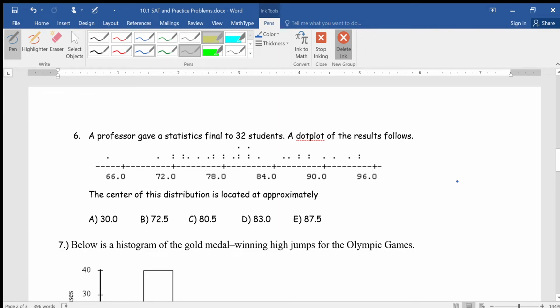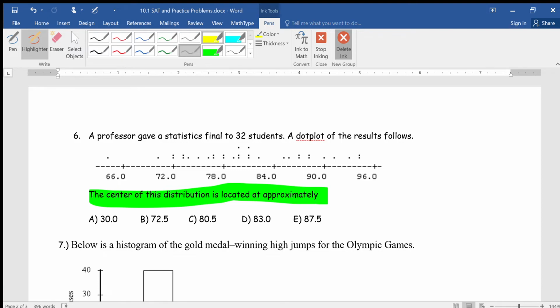Alright, here we go. Problem 6. A professor gave a statistics final to 32 students. Here's the dot plot. It says the center of this distribution is approximately where? Alright, so they said center. They didn't tell me mean, median, or mode. So here's what I have to go off of.